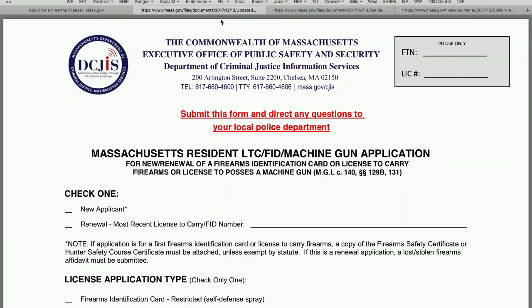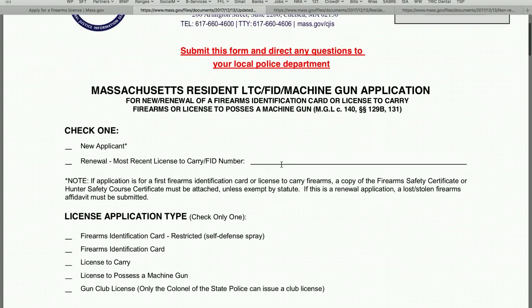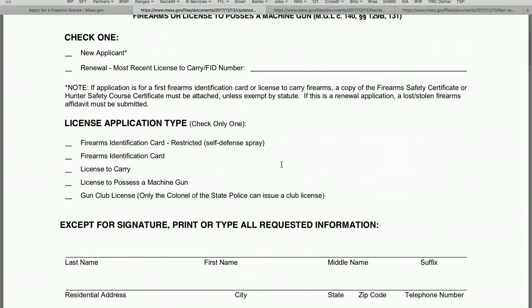Now we're going to click on the links that we opened up. What you're going to see here is kind of self-explanatory for the most part. This is an application for your license to carry, FID card, or machine gun application, as it states right here in the title. You're going to check here if you're a new applicant or a renewal. If you're a renewal, then you'll just put in your information if you already have an FID card or an LTC. Right here you have a variety of different license to carry types.